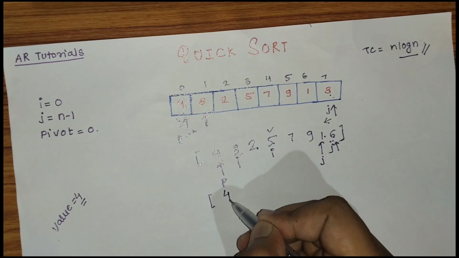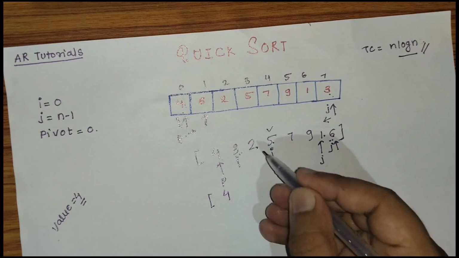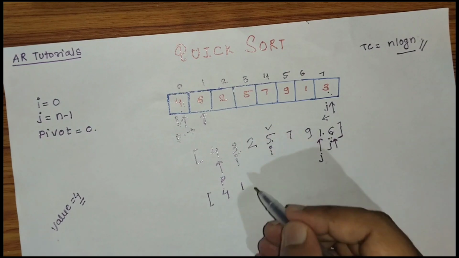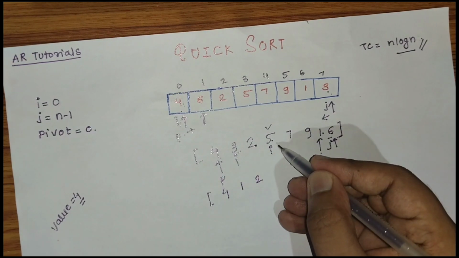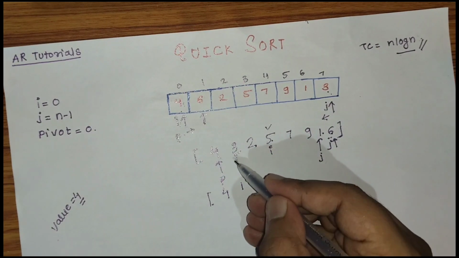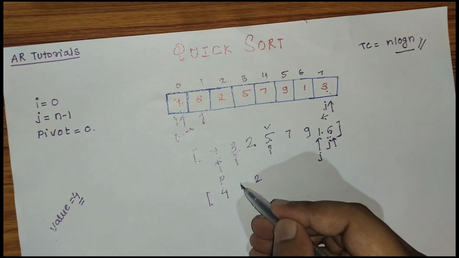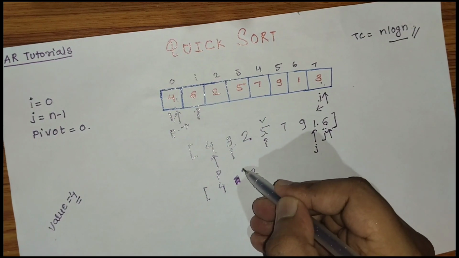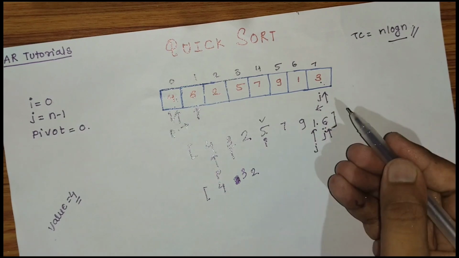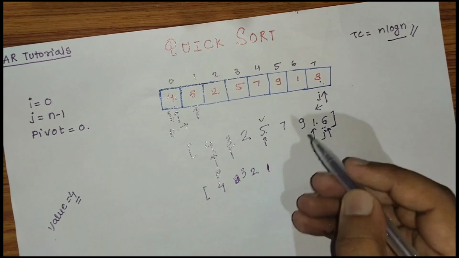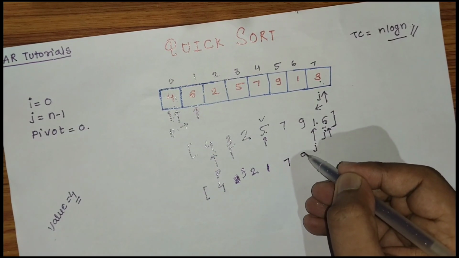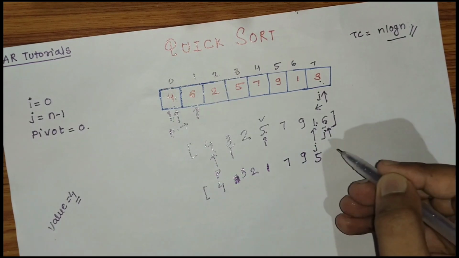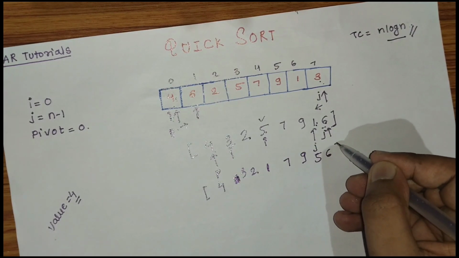So here comes 4, then this value here, then 2, then not I, this was our new I, so 3 will be as it is, then 2, 5 will be replaced with 1, then 7, then 9. 1 was replaced with whom? It was replaced with 5, and then 6.